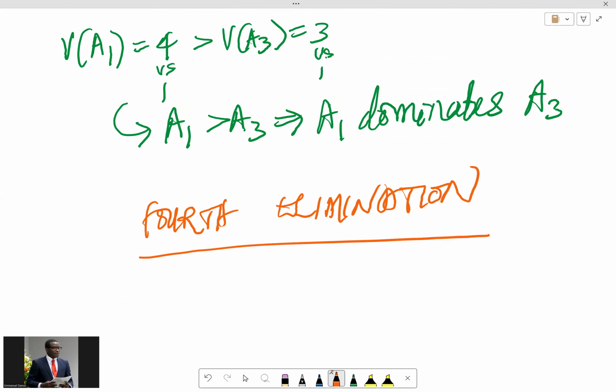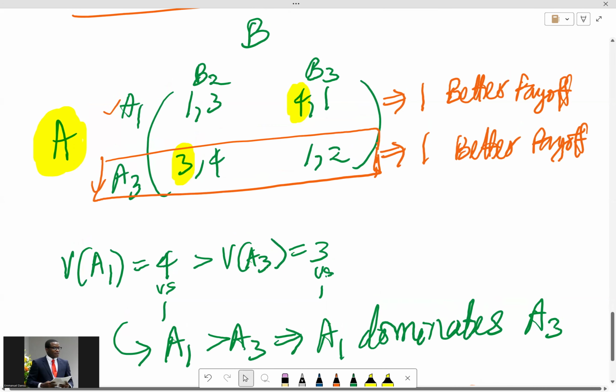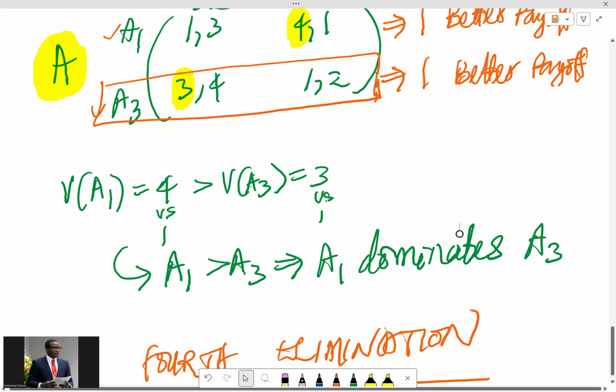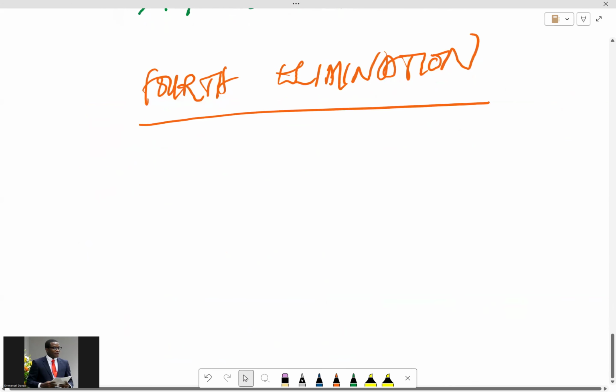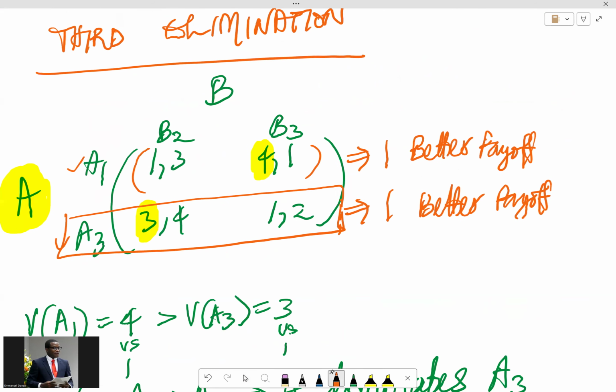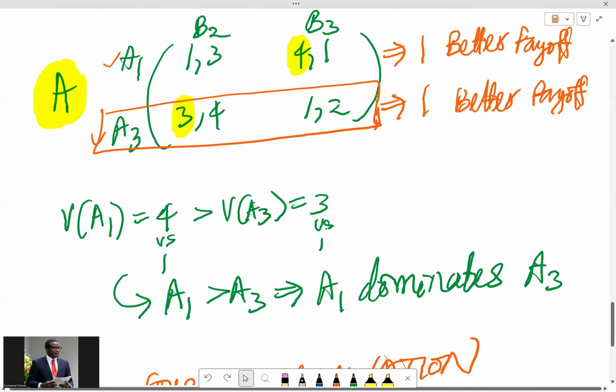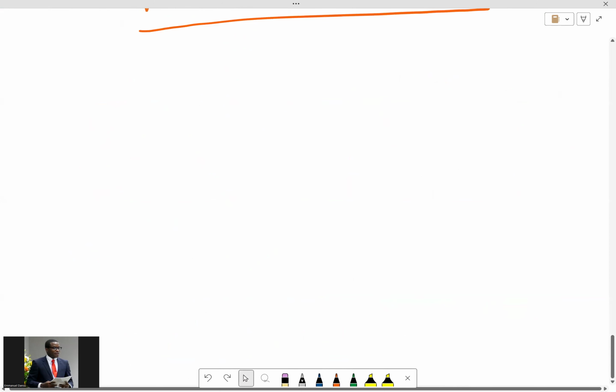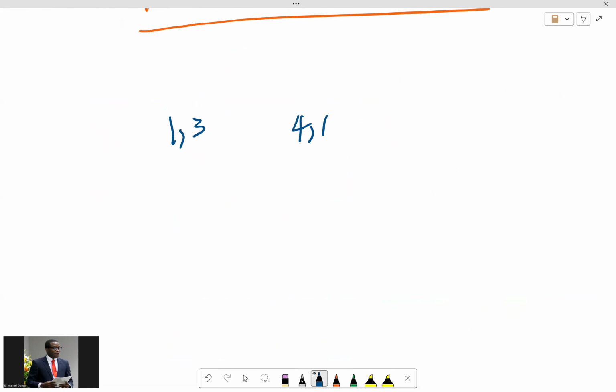Okay. So talking about the fourth elimination now, we have just one strategy for A and 2 strategies for B. So now we are going to have just this 1, 3, and 4, 1. Like that. So this is 1, 3, 4, 1. And this is for B2, B3 for player B. And this is just A1 for player A.